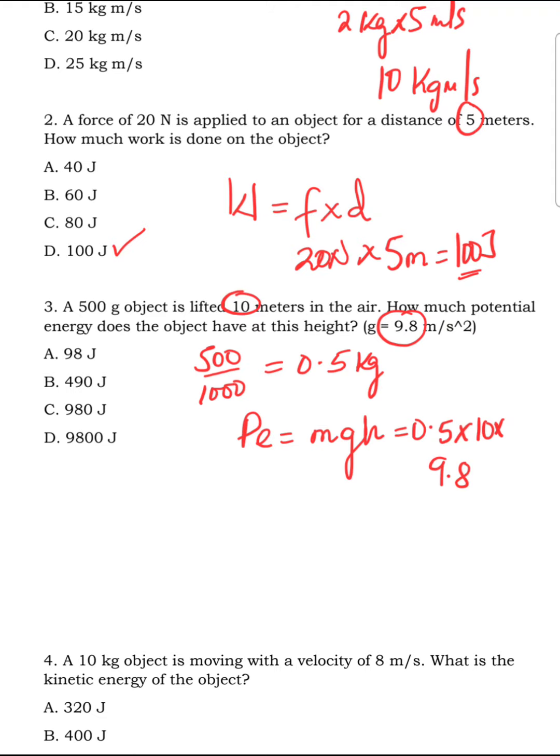Is it 49? 490, sorry. Yeah, 490. So this was supposed to be 490. Sorry, 49 joules. So we remove that part there. So that becomes the answer. Sorry, just made a simple mistake there. All right, so we move on.